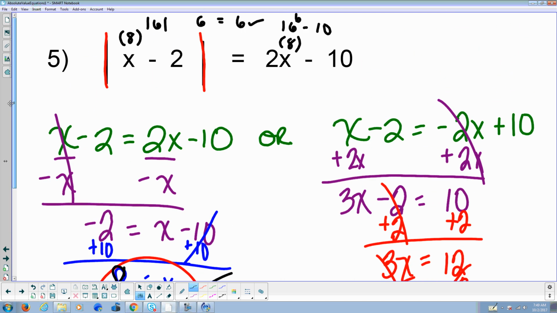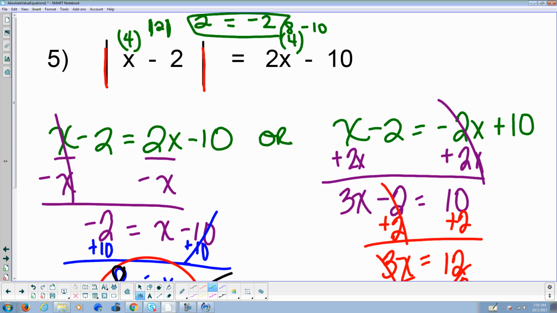Now we have to check to see if 4 is truly a solution. So let me get rid of these calculations. Check to see if 4 is a solution. So to check the 4, I will substitute a 4 here for x and substitute a 4 here for x. So in this absolute value portion, 4 minus 2 is going to give me the absolute value of 2. And on the other side, 2 times 4 will be 8 minus 10. And 8 minus 10 is negative 2. Absolute value of 2 is 2. And 8 minus 10 gives me negative 2. Does 2 truly equal negative 2?